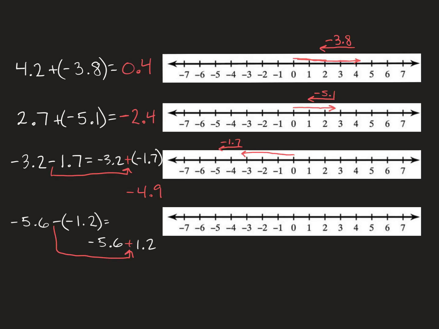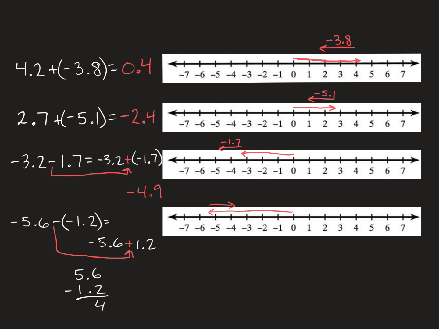And now I'm going to approximate this on the number line. Negative 5.6. 5.6 is something like this. Plus 1.2. Something like that. Since I'm going in different directions, I have to subtract the two numbers. And so that means I'm going to have 5.6 minus 1.2. Lining up my decimals, which is easy to do in this case.